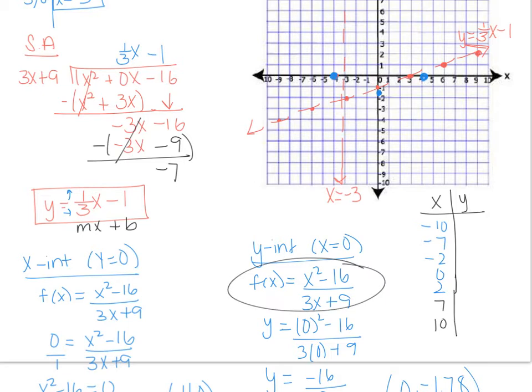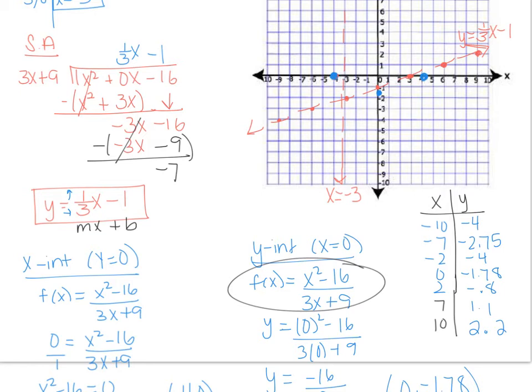Okay, these are the values that you should have gotten. Negative 10 is negative 4, negative 7 is negative 2.75, negative 2 is negative 4, 0 is negative 1.78, 2 is negative 0.8, 7 is 1.1, and 10 is approximately 2.2. So let's go ahead and graph these points.